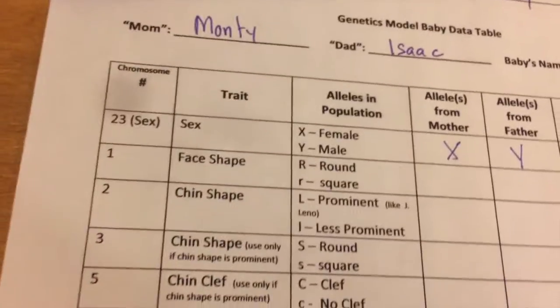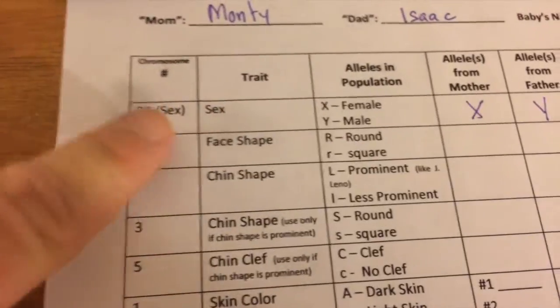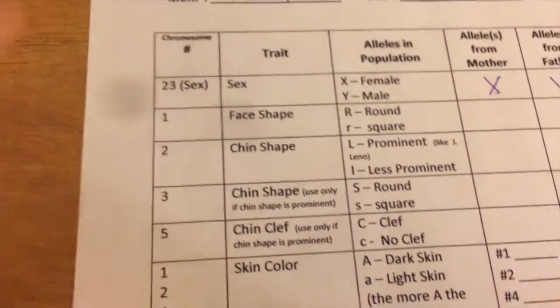The next trait is face shape. And as we look at face shape, it tells us that we're going to look at chromosome number 1. So chromosome number 1, for me, the big one, face shape is the R. So I'm going to look at the R, and I have a big R. My partner has a little r. And so I'm going to go ahead and write my allele is big. So I'm going to put a big R. My cat's allele is a little r. So then our genotype is going to be the combination big R, little r.